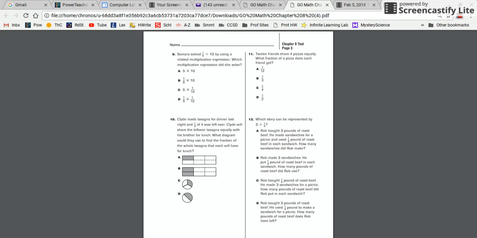B. Rob made 3 sandwiches. He put 1/4 pound of roast beef in each sandwich. How many pounds of roast beef did Rob use?